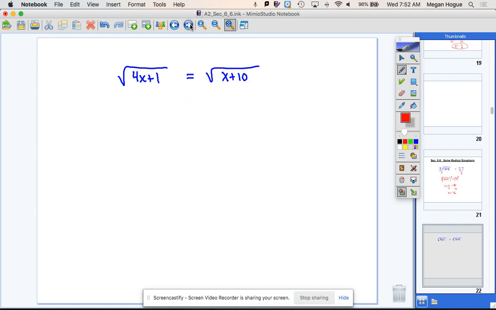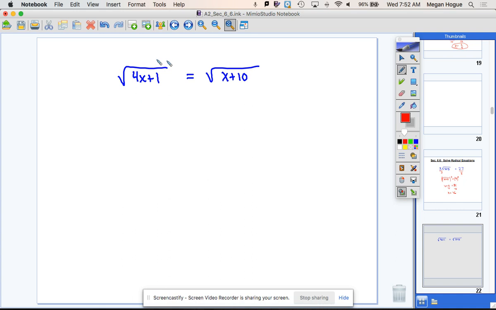Okay, let's move on to some new stuff. So now we're going to have 2 radicals. So I have the square root of 4x plus 1 equals the square root of x plus 10. When we had one radical, our goal was to get it on one side and everything else on the other. When we have 2 radicals, our goal is going to be to get them actually on opposite sides.